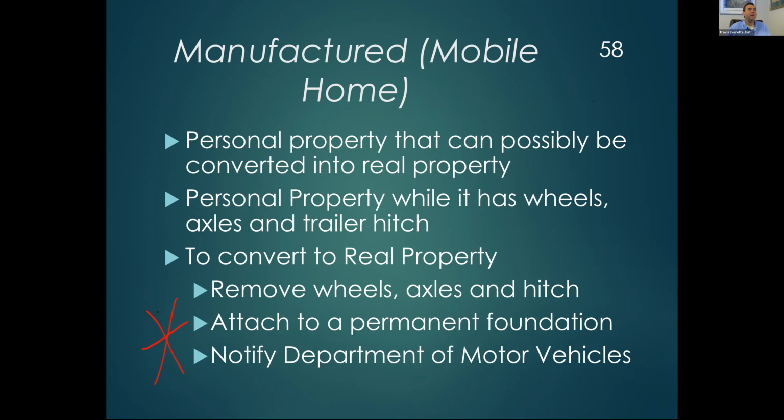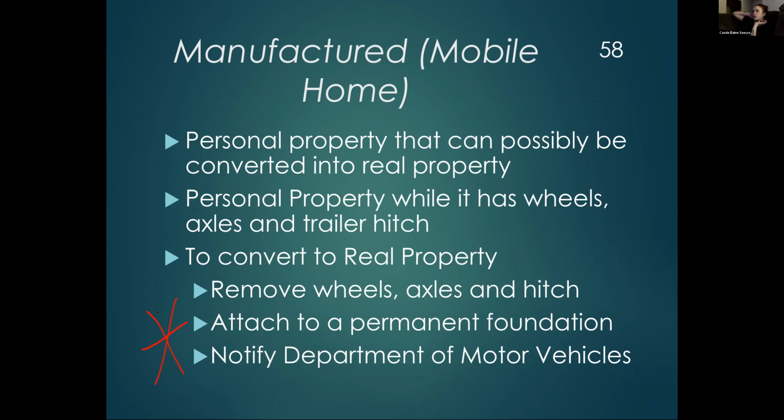And it doesn't mean you can't sell it if it's personal property. Just make sure, if it's personal property and you want it included, where had you better put that? In the contract. Make sure that contract is clear that we're including this manufactured home. Is everybody all right with that?